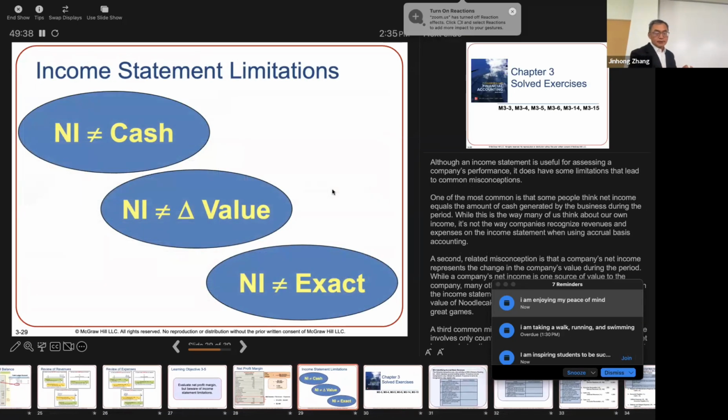So income, net income, income statement limitation. Net income is not necessarily cash, because what? Because some net income is just accrued. It's accounts receivable. You haven't received the cash. So don't confuse income with cash. You didn't receive this much cash. Net income does not equal change of value.